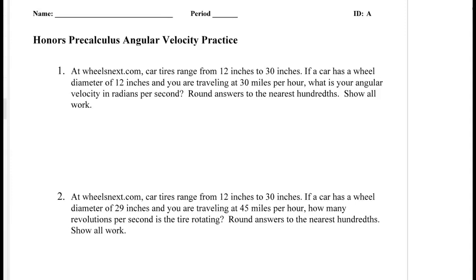So in problem number 1, we have a car that has a 12-inch diameter wheel. I'm going to highlight that. And you are traveling at 30 miles per hour, and we want to know the angular velocity in radians per second. So for this particular problem, we have 30 miles per hour, and the ultimate goal is to get radians per second.